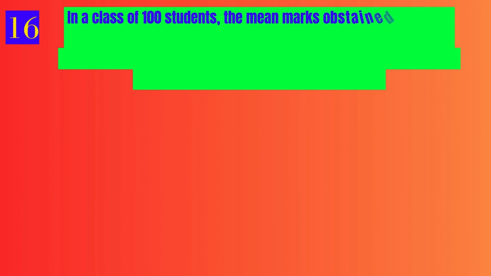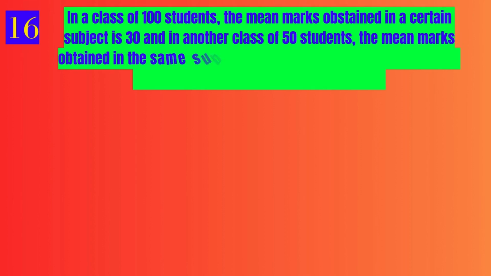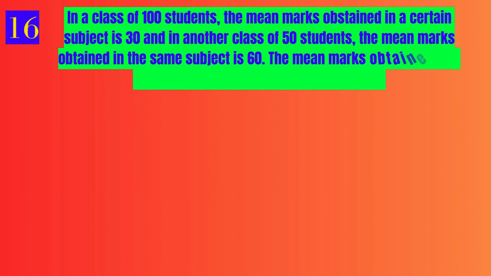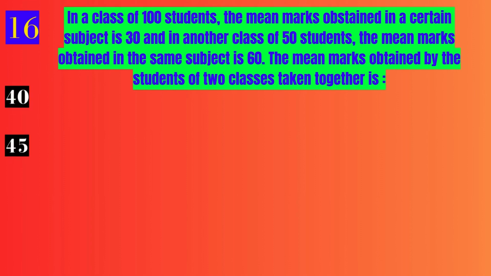In a class of 100 students, the mean marks obtained in a certain subject is 30, and in another class of 50 students, the mean marks obtained in the same subject is 60. The mean marks obtained by the students of 2 classes taken together is. The options are 40, 45, 48, 50.